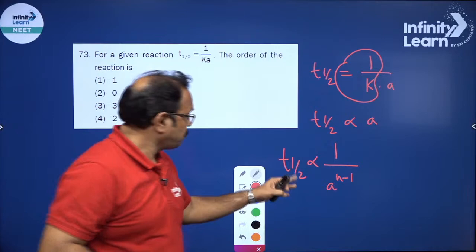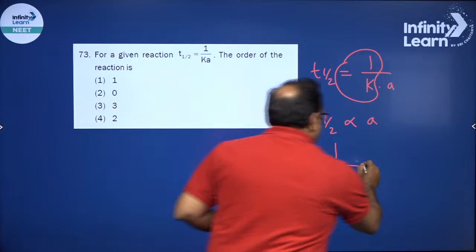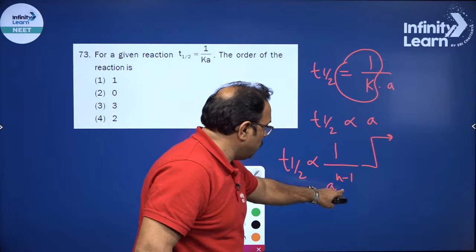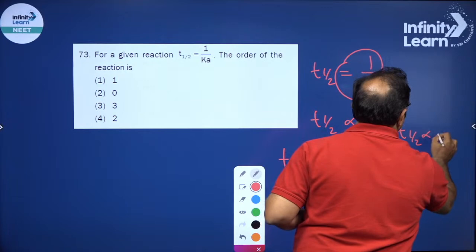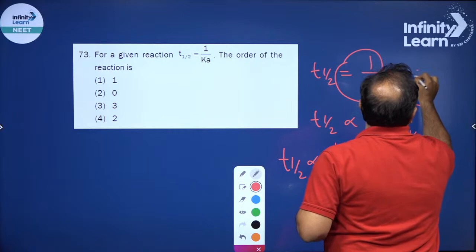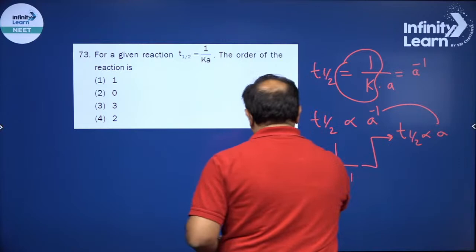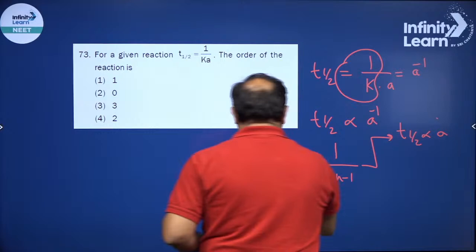Suppose this is a zero order reaction, then it is A to the power 0 minus 1. A minus 1 is in the denominator, so it goes to the numerator, and t half becomes directly proportional to A. Of course, in this particular case, it is A to the power minus 1. So this is a zero order reaction here. Second one, I am going to the second one, that is the case of a first order reaction.